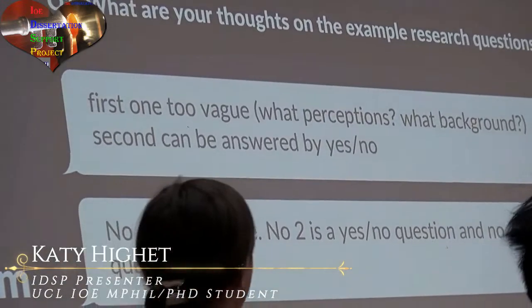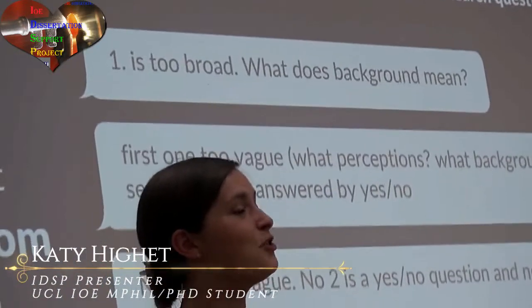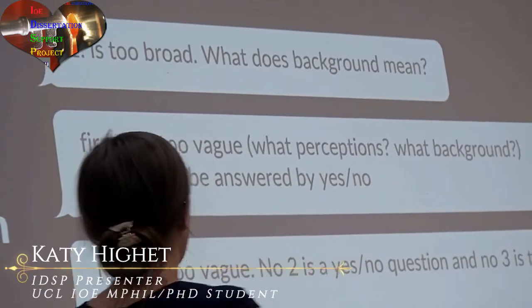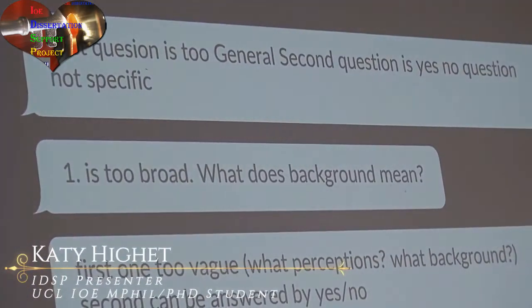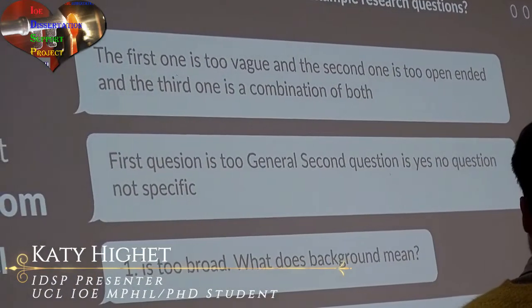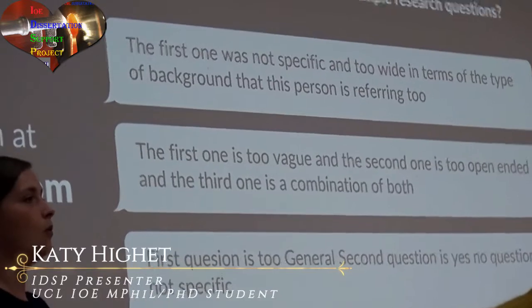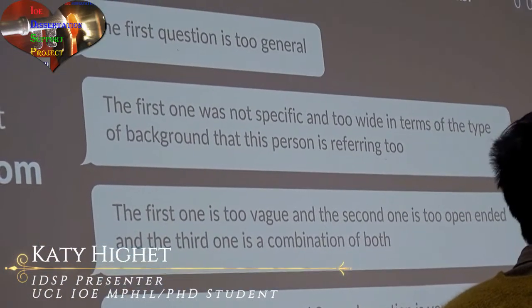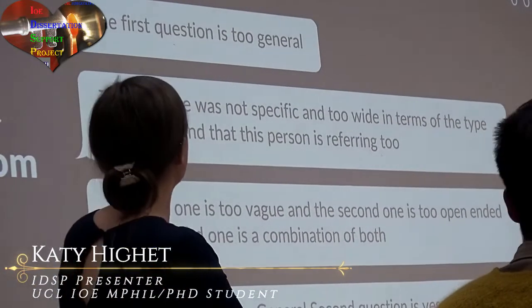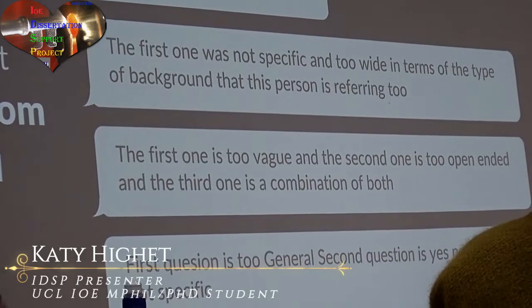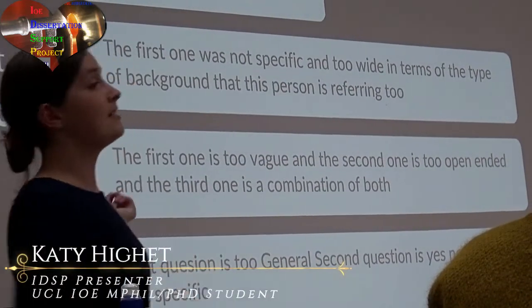Okay, the third is actually 2 questions. Yes, it's 2 research topics. You can't possibly answer both of those in a master's. Number 1 is too vague. Yes, precisely. There's no mention of who the students are or where you're doing the practice. Are you looking at every student in the entire world, ever? Yes, too general. I think people are picking up on the right things. Not specific, too wide. In terms of the type of background, yes, exactly.